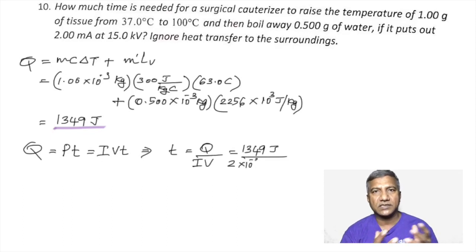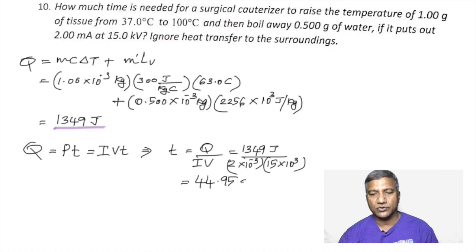And then we know, like we did so many times before, that energy is power multiplied by time. Quantity of heat is just energy. So Q is energy. Power multiplied by time, and power is current times voltage. And so rearrange that to make T the subject, and you get the answer as 44.95 seconds.